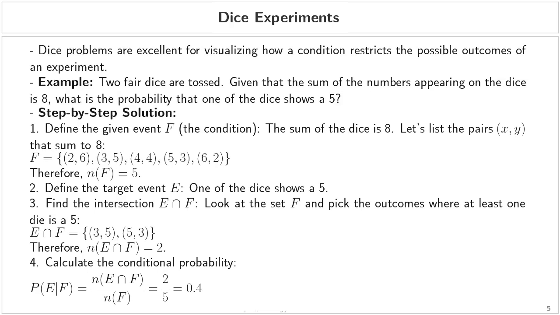Finally, step 4, we calculate the conditional probability. Using the formula for equally likely outcomes that we established on our first slide, we take the number of favorable outcomes in our intersection and divide it by the number of outcomes in our reduced sample space. That is, the probability of E given F equals n of E intersection F, divided by n of F. This gives us 2 divided by 5, which simplifies to 0.4.